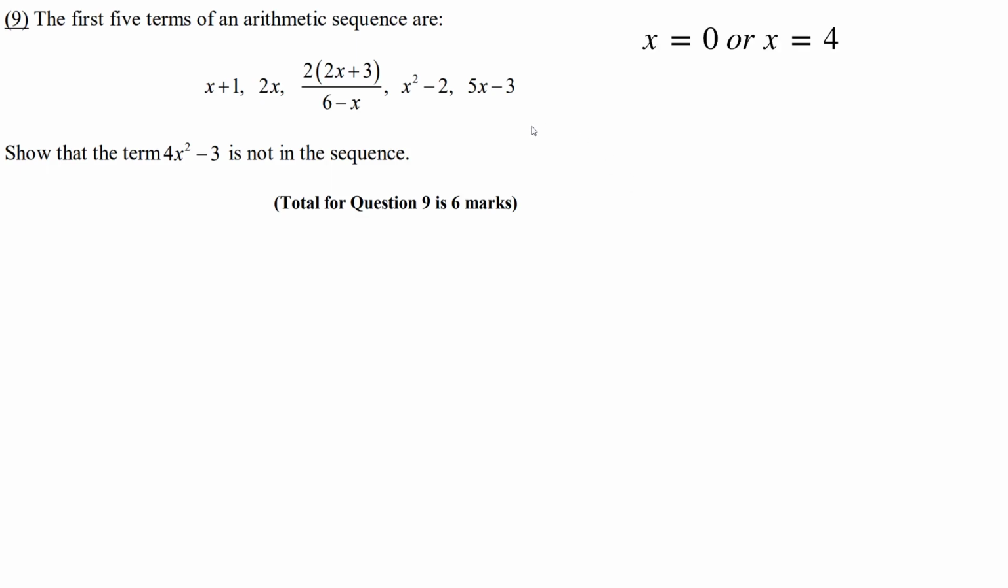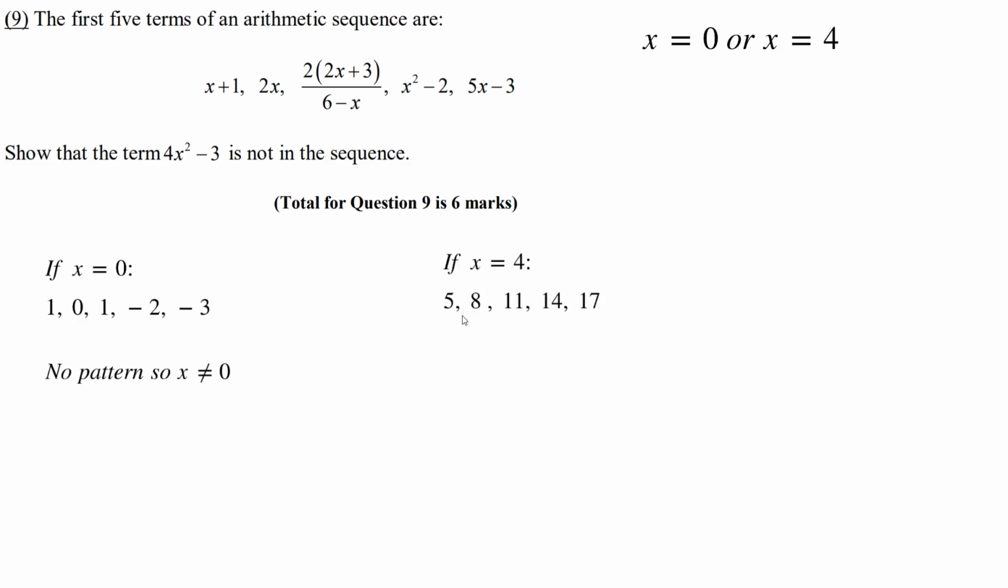Okay, now we have to discard one of our solutions, obviously, so we'll just plug in both of them. So if x equals 0, then you'll get this. Now, if you just have a look at this, there is no pattern to this, so x definitely cannot equal 0. If you plug in 4, you'll get this. And you notice here that it increases by 3 each time, which means x definitely equals 4.